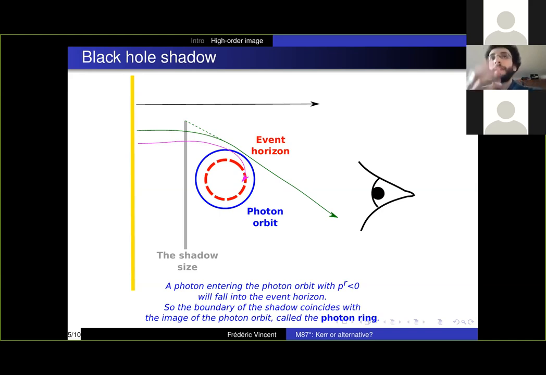And now we understand the first question that I asked before: why is the black hole shadow so much bigger than the flat space equivalent? Of course, because of light bending, right? Without light bending, the pink photon would have reached the observer. So this is the reason for the bigger size of the black hole shadow.